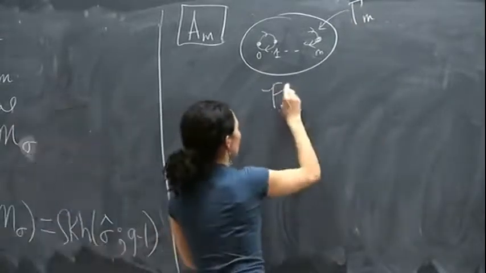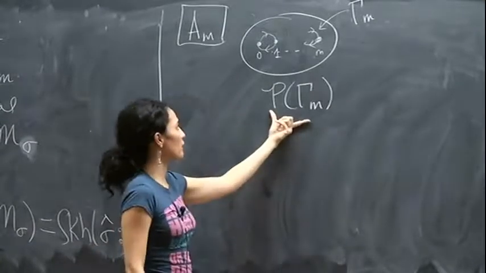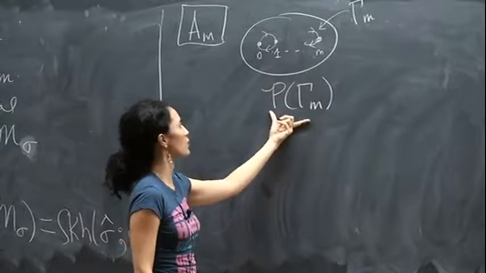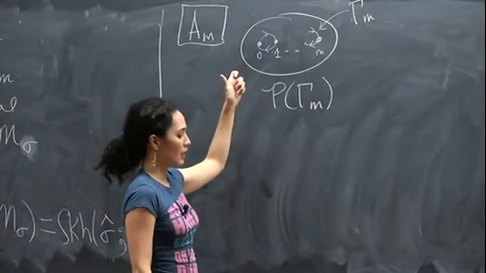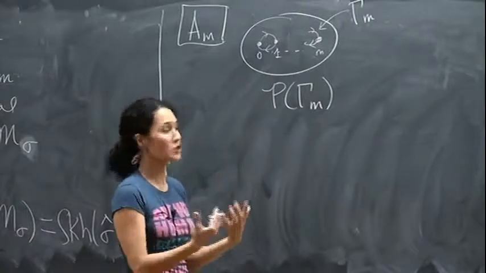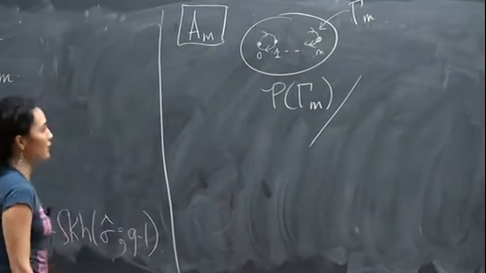And then you look at the path algebra of gamma m. This is just the algebra which is freely generated by paths in this oriented graph, where multiplication is just concatenation. And you mod out by relations.